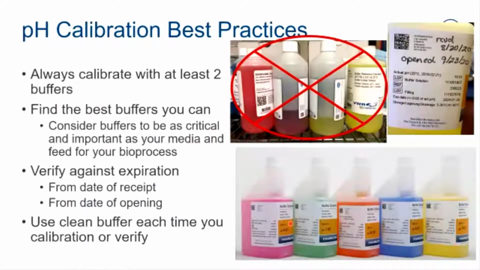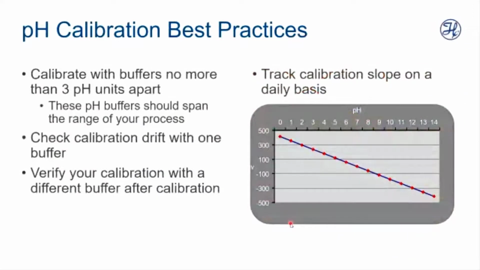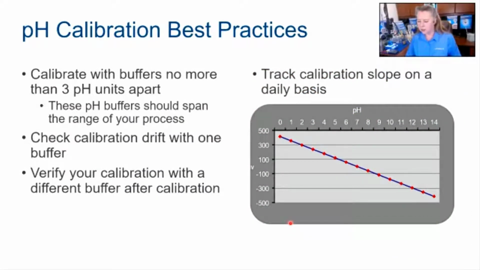These are considered best practices, and some people have challenges with it because that means it can be a little more expensive. And cost is important, but losing an entire process because your pH is off is more expensive than buying a bottle of buffer because you need to replace it.